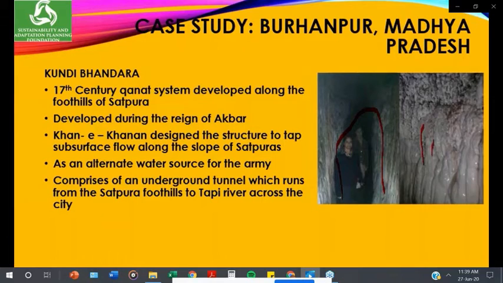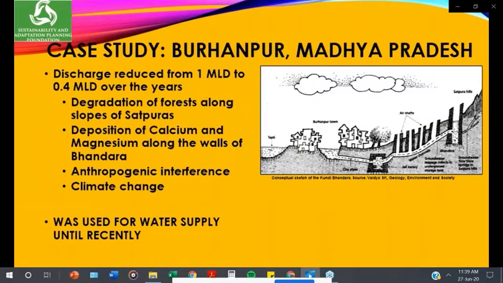And this white thing that you see is actually the calcium deposits that have formed on the walls of that tunnel over the centuries. So basically, as you can see here in this diagram, the runoff from the Satpura gradually flows through the entire slope and meets Tapti River. And these are kundis or wells that have been made into the tunnel along the slope to access water from this tunnel. So it used to initially have a discharge of at least 1 MLD, but now it has gone down to around 0.4 MLD over the years.